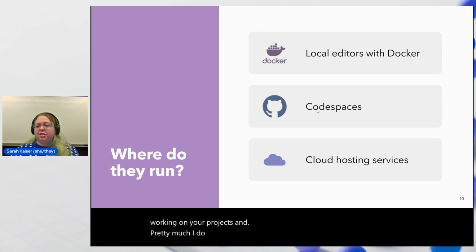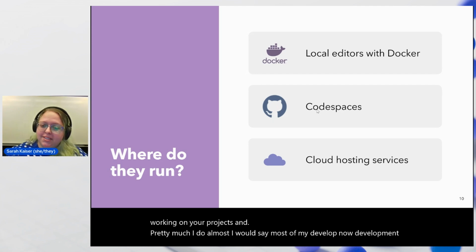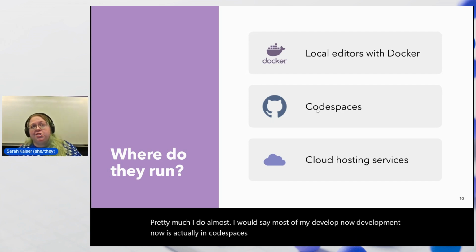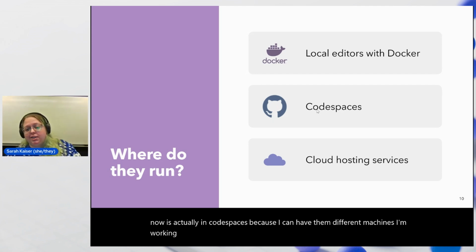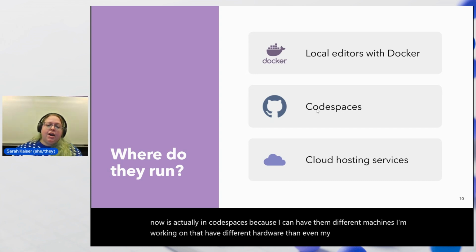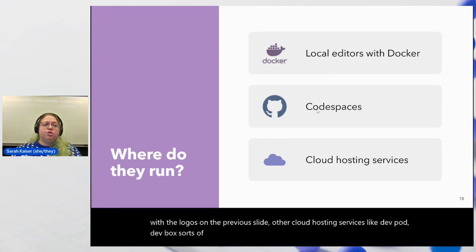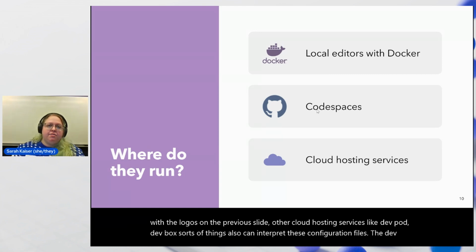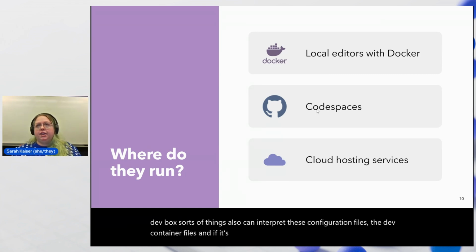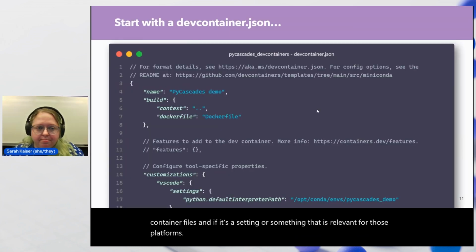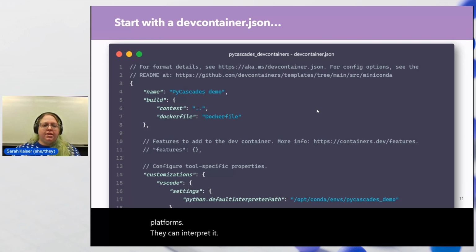I can have different machines I'm working on that have different hardware than even my laptop. And as I showed with the logos on the previous slide, other cloud hosting services like DevPod and DevBox can also interpret these dev container configuration files. If it's a setting that is relevant for those platforms, they can interpret it. So just to give you an idea of what I mean when I say a dev container file.